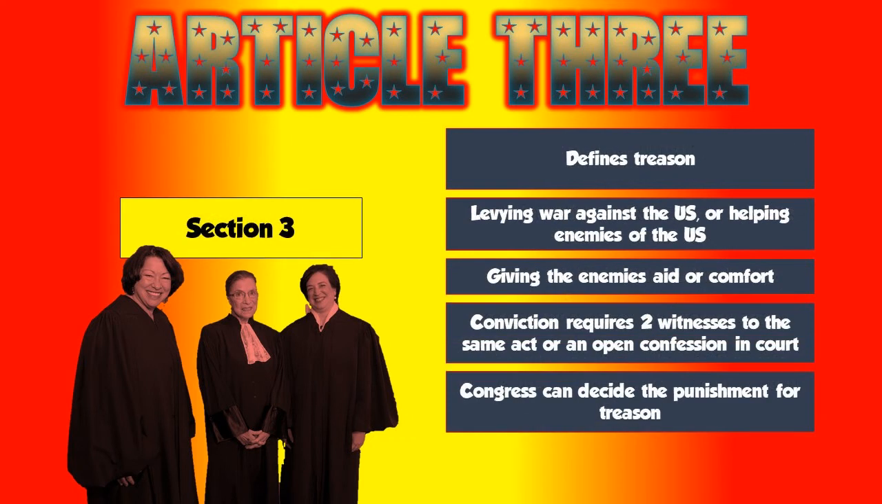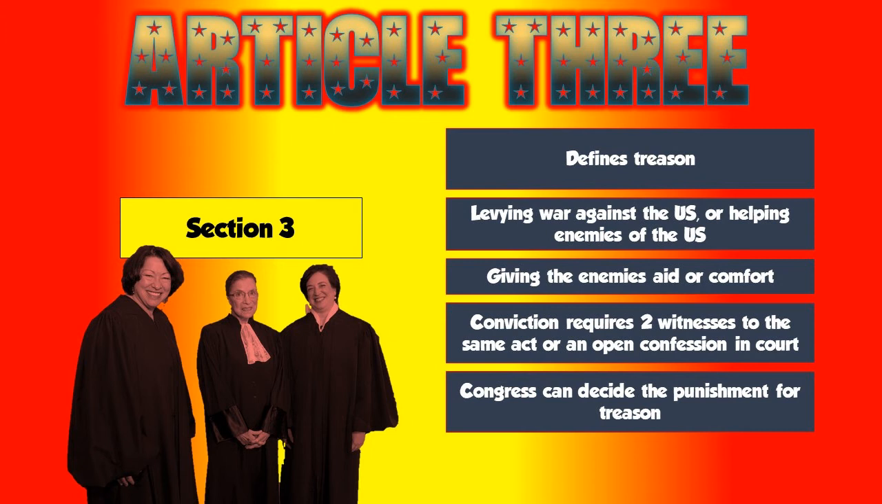Then Section 3, this gets a little wild. It goes right to treason. And this is the only crime outlined in the Constitution here. So this is in Section 3 of Article 3. It says that there's treason, defines it as levying war against the United States or helping enemies of the United States. It explains that there have to be 2 witnesses to this act, and there could be an open confession to treason, and it says that Congress will decide the punishment for treason.